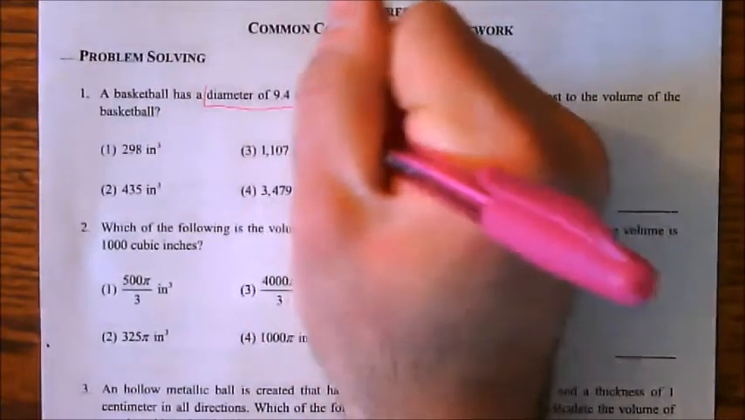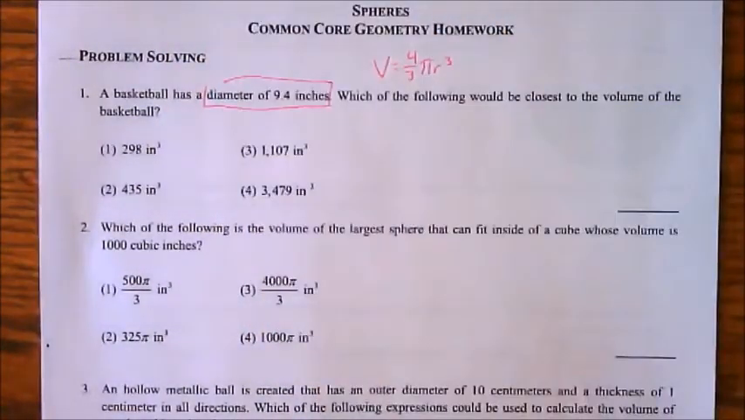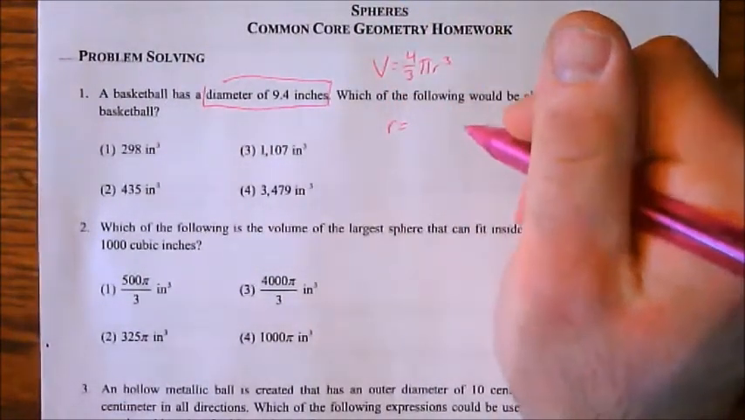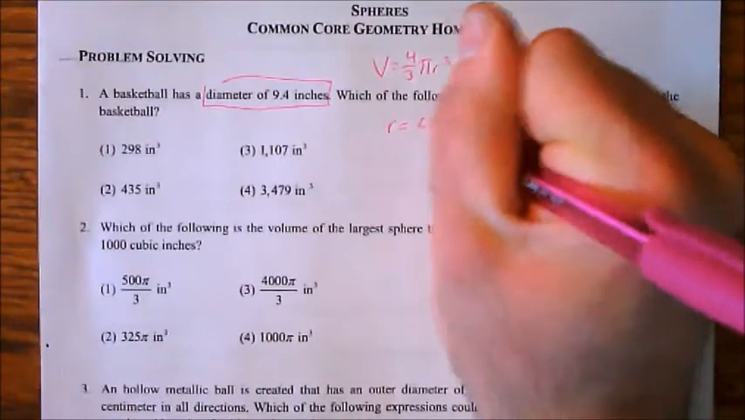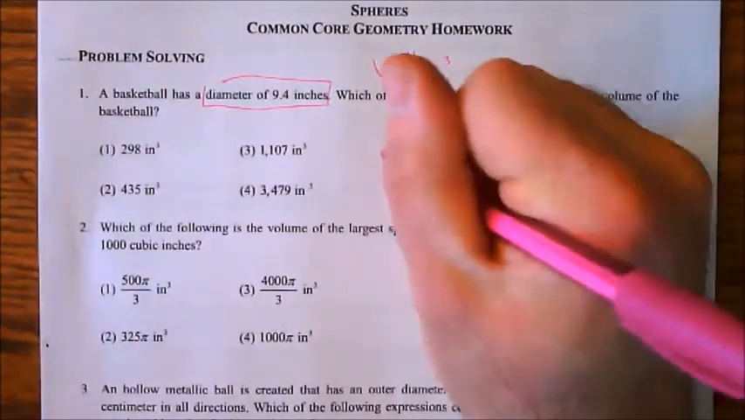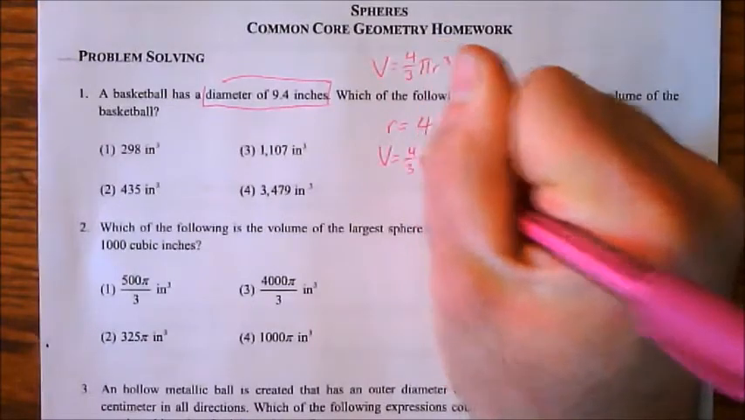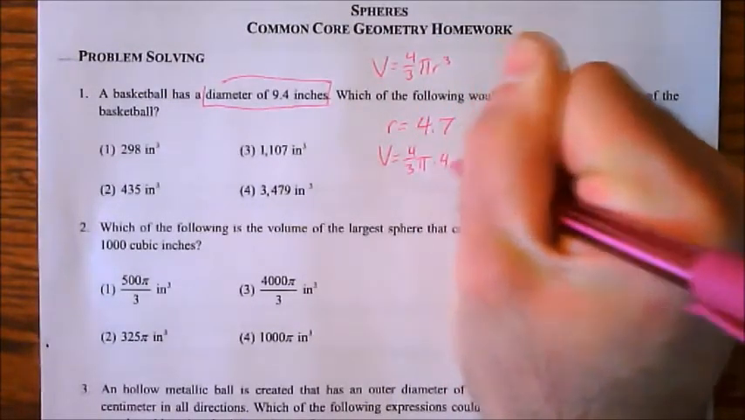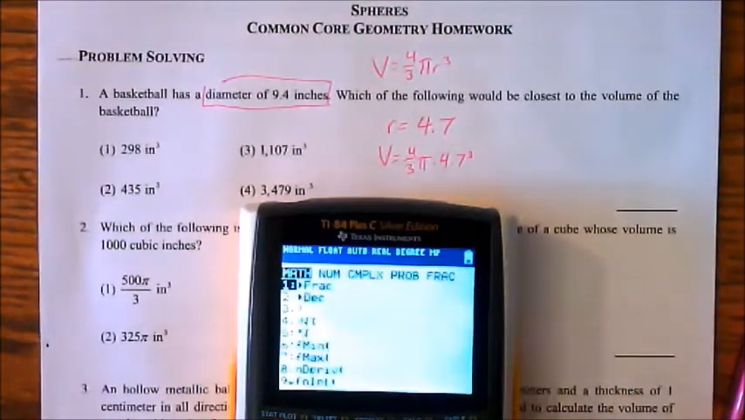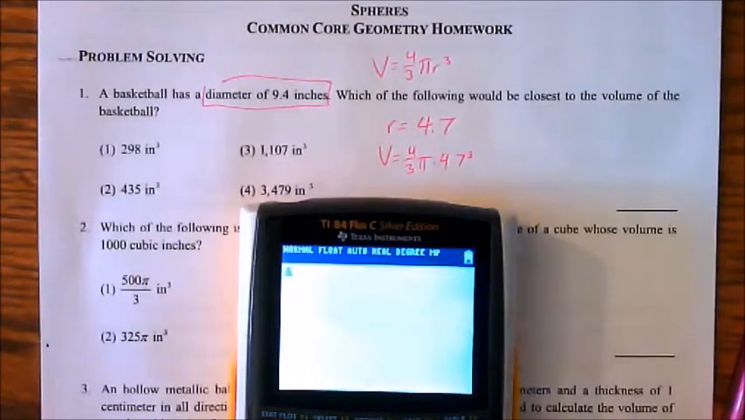So they love doing this. When I say they, I mean the Regents, giving you the diameter and not the radius. So if the diameter is 9.4, the radius is half of that, which would be 4.7. So that's the only measurement we need of a sphere to calculate the volume. 4/3 pi times 4.7 cubed. And then from there we type it into our calculator.